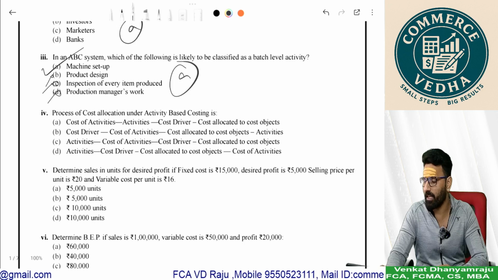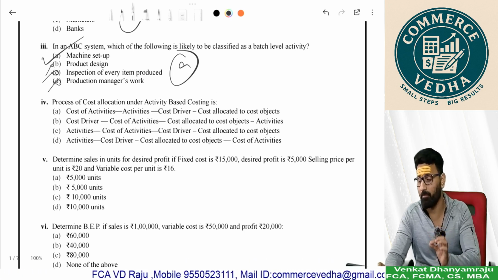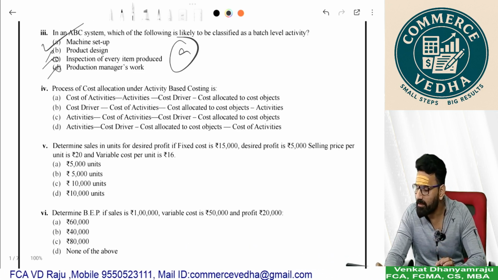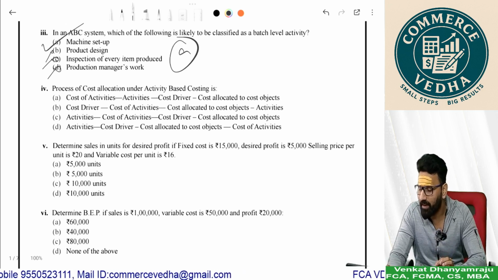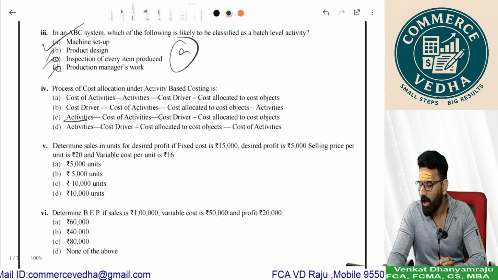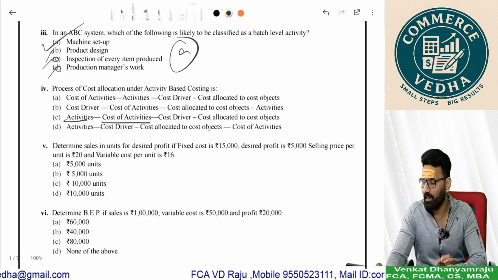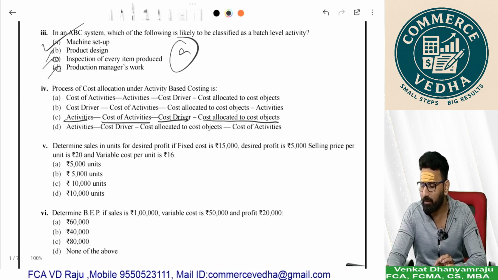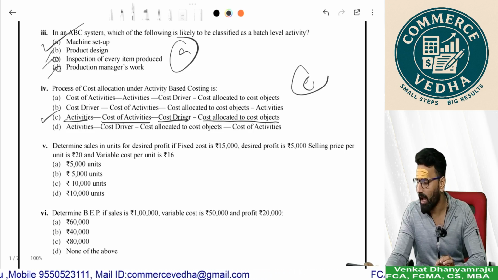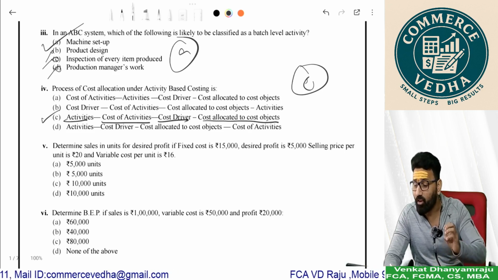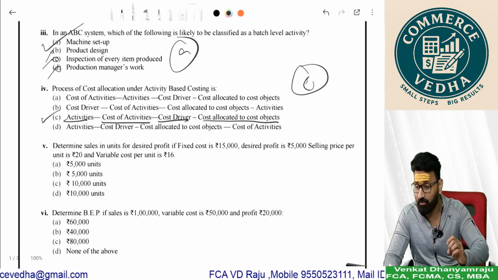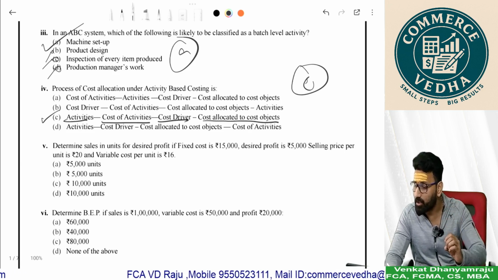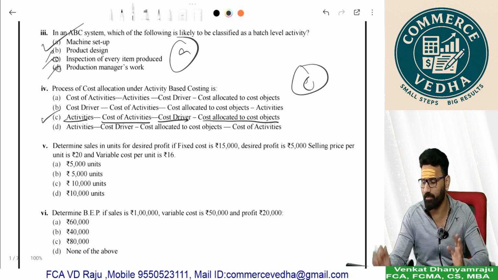Process of cost allocation under activity. This is very, very important. Under activity based costing processes, identify the activities, identify the cost of activities, then the cost driver, then allocate to the jobs. A very clear path is given in C. Identify activities, then cost of the activities, then cost driver, then cost allocated to the objects. So the option is C.